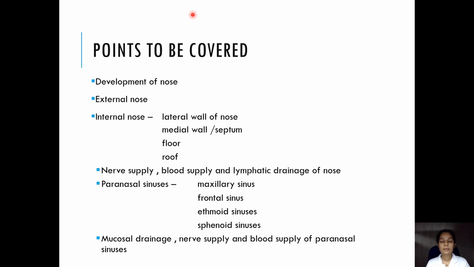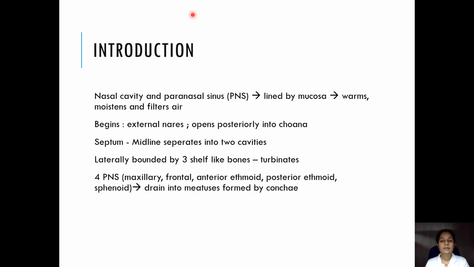There are four major paranasal sinuses, that is the maxillary sinus, frontal sinus, ethmoid group of sinuses, which constitute of anterior and posterior ethmoid, and sphenoid sinus. We will also study mucosal drainage, that is the mucociliary clearance of these paranasal sinuses, nerve supply and blood supply of paranasal sinuses.